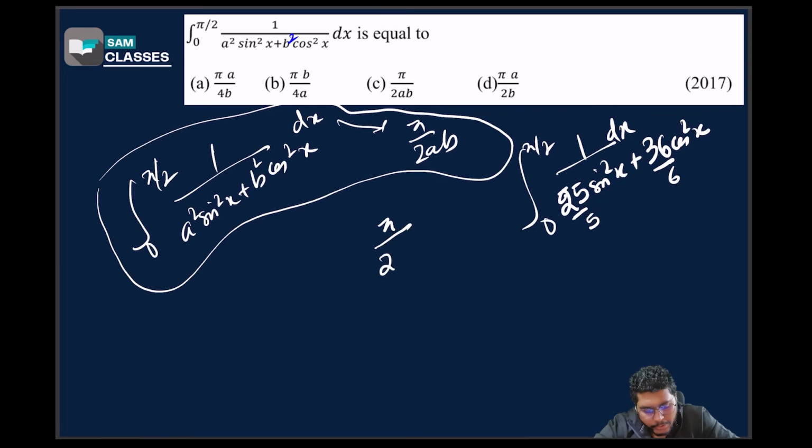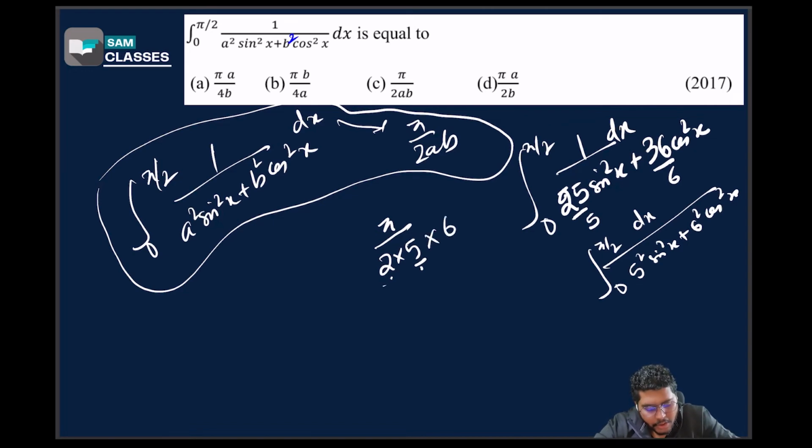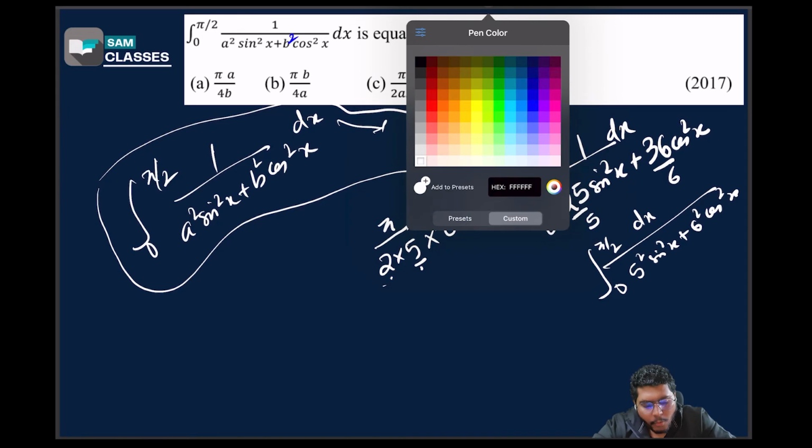Pi by 2 into a, which is 5, correct? Because a square means 5 square. I can write this whole thing as 0 to pi by 2, dx by 5 square sine square x plus 6 square cos square x, correct? So this is 5, this is 2, this is 5, 2a, and b is 6. So directly my answer is pi by 60, correct? So coming to this question, I'll come to that. This is one formula you can remember and keep in your mind, and you can put it in the formula book. Now, how to solve this question?